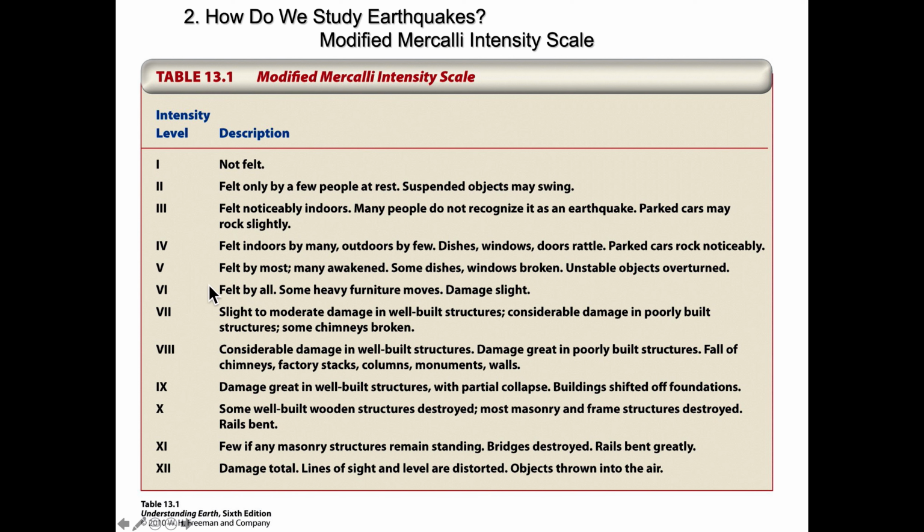So a 5 is felt by most. People will wake up if they were sleeping. Dishes and windows can be broken. Unstable objects can be overturned. Number 6 is felt by all. Heavy furniture moves. Damage is generally slight.